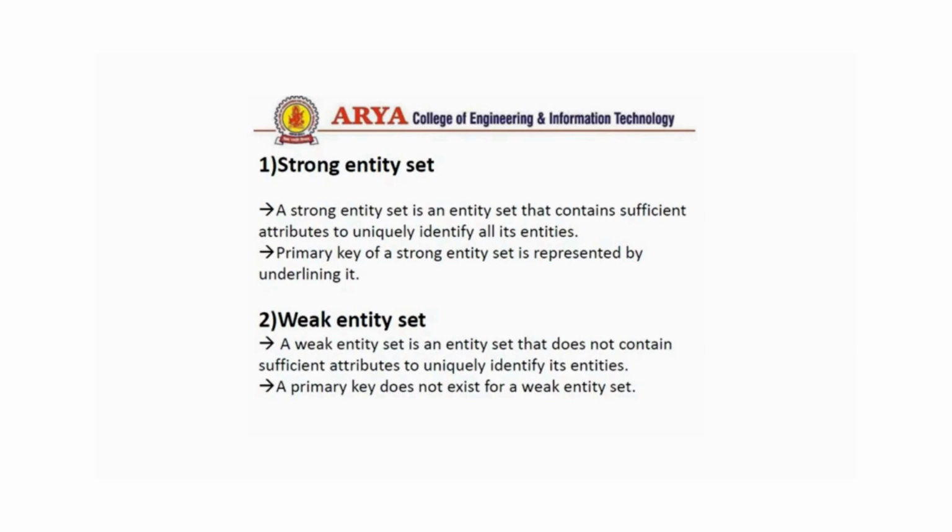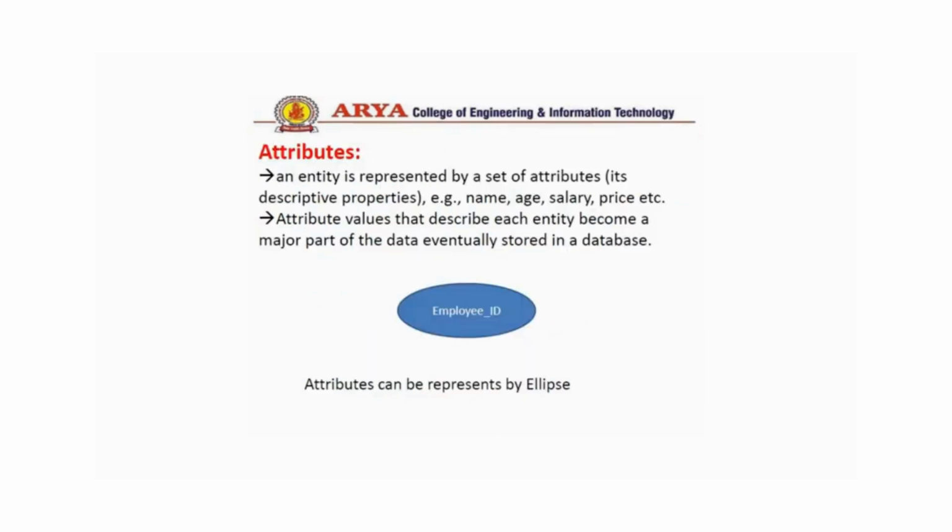What is a weak entity set? A weak entity set does not contain sufficient attributes to uniquely identify its entities by itself. A primary key does not exist for a weak entity set. In a strong entity set, a primary key must exist. In a weak entity set, there is no primary key.